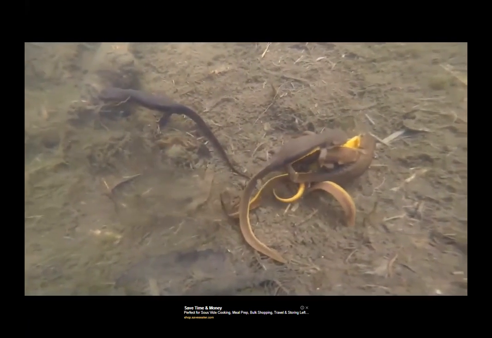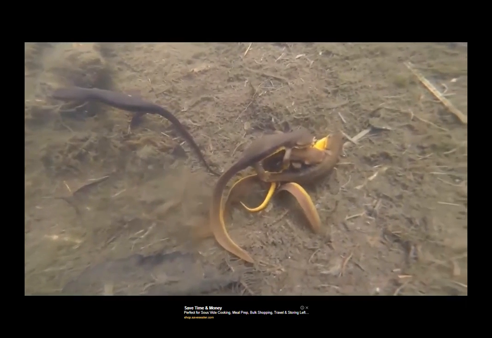Does anyone own a newt? No. Pretty cute.